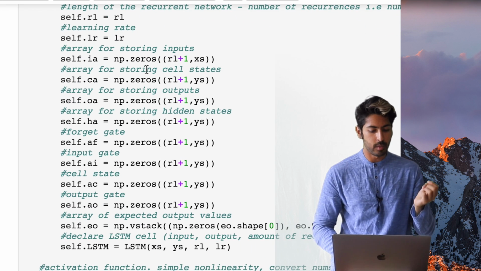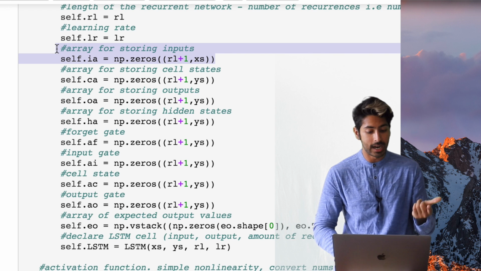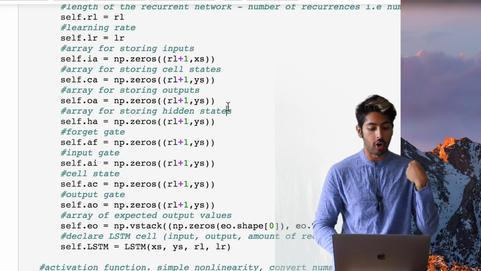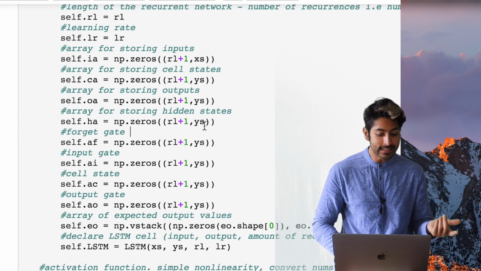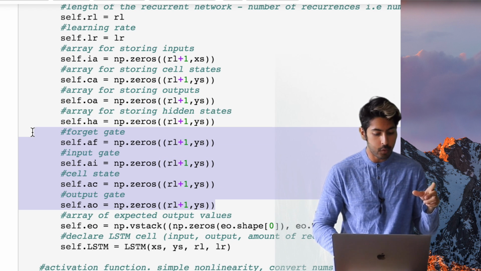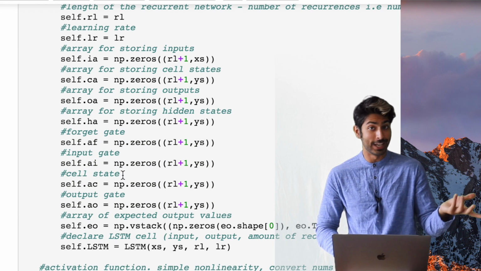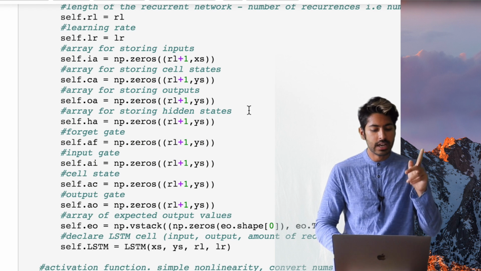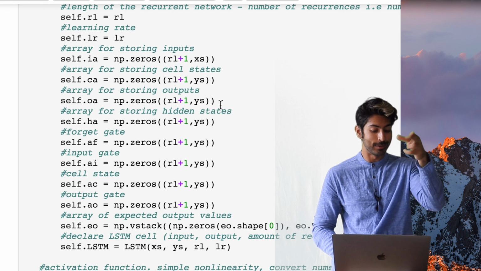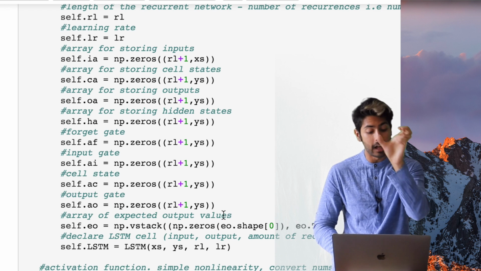And now we're going to have arrays for storing our inputs at every time step, an array for storing our cell states, an array for storing our output values, our hidden states, and then our gate values, right? Our four gate values. Well, one of them is actually a cell state. These are our LSTM values. Before, these were the recurrent network values, and now these are the LSTM cell values.